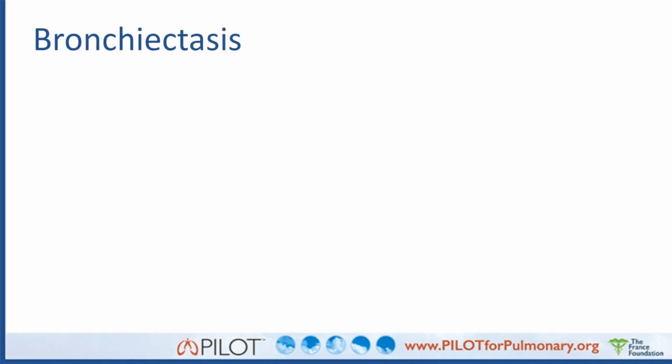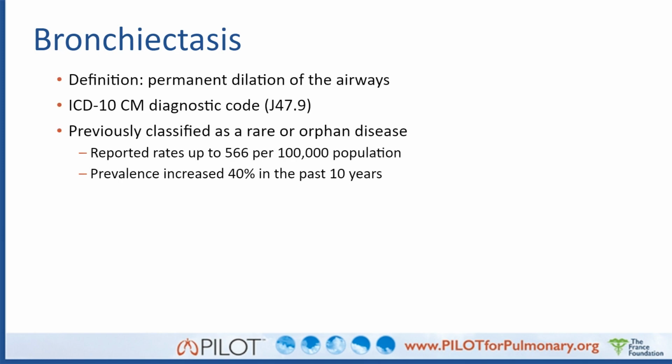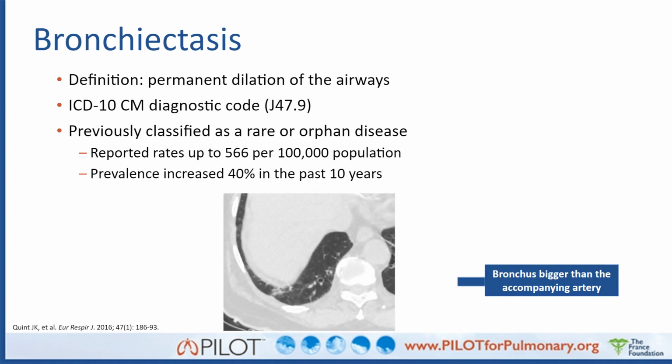The definition of bronchiectasis is irreversible dilatation of the bronchus bigger than its accompanying artery, as we see in this picture. We see what's called the signet ring sign, where we have the tiny pulmonary artery and the bronchus that's accompanying it has become bigger in size than it. So this is mild cylindrical bronchiectasis. It occurs not infrequently, 566 people per 100,000 in the population, and the prevalence has been increasing over the last 10 years. The ICD-10 diagnostic code is J47.9.